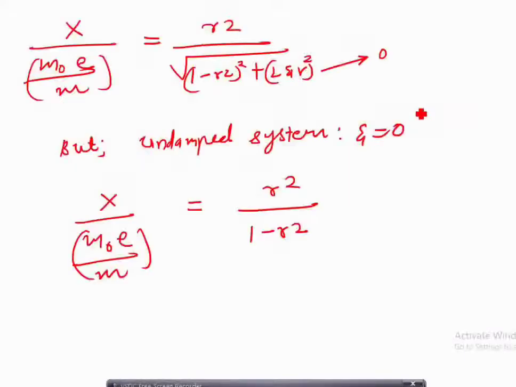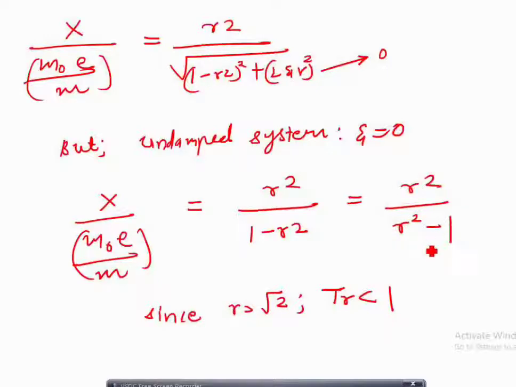Okay. So now let us come to this formula. Since from that particular curve r is greater than root 2 and Tr should be less than 1, we have to again modify this formula, because here your r is greater than 1, and it is not only greater than 1 but greater than root 2. So we cannot use this formula 1 minus r square. We have to modify it as r square upon r square minus 1, so that you will get the transmissibility as less than 1. So you have to find r in such a way that the transmissibility is less than 1 in this case.